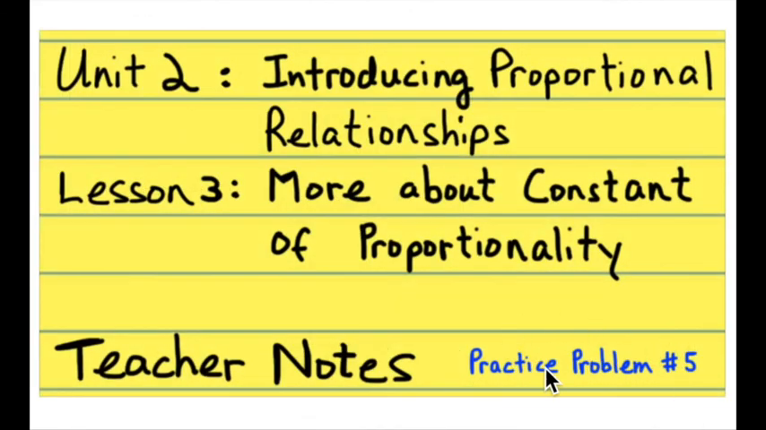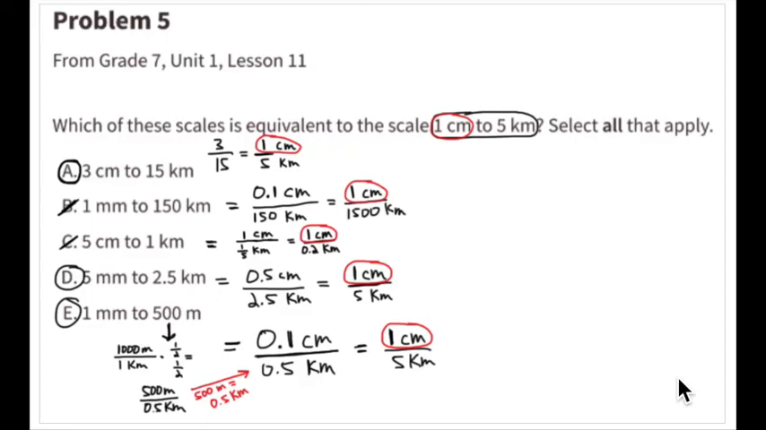All right, this is practice problem number 5. It says, which of these scales is equivalent to the scale of 1 centimeter to 5 kilometers? Select all that apply. So what you want to do is get all of the values on the left to 1 centimeter, and through that conversion, then you multiply the values on the right by that same factor, and see if it goes to 5 kilometers.